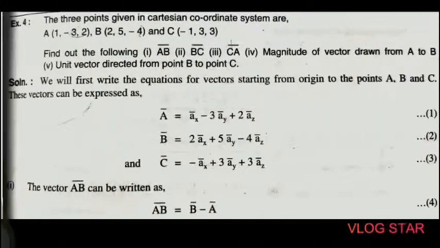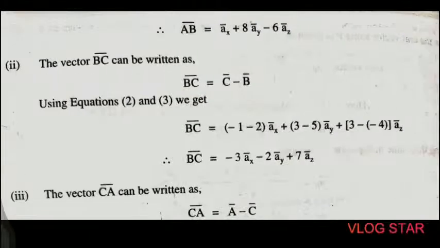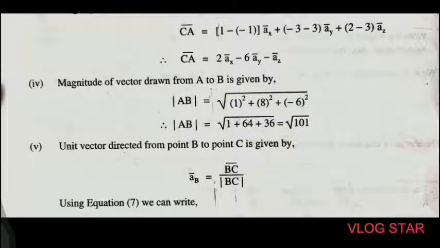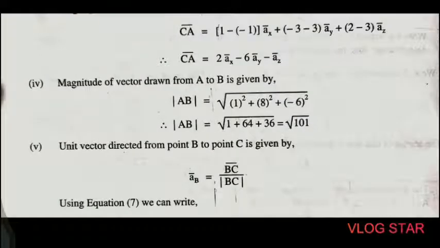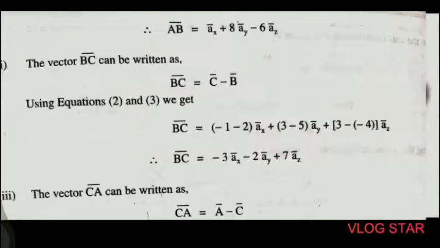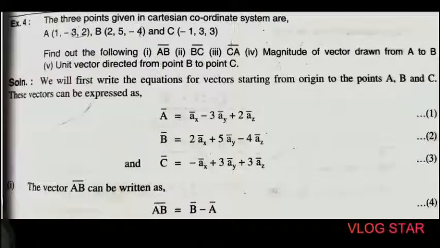Next, calculate the third parameter, that is CA bar. So we have to apply the same procedure. CA bar is equal to ending point A bar minus starting point C bar. The value of A bar is 1, -3 and 2, and the coordinates of C bar are -1, 3 and 3. So the vector CA bar becomes 1 minus (-1) is equal to 2 ax bar plus (-3 - 3) is equal to -6 ay bar plus (2 - 3) is equal to -1 az bar.